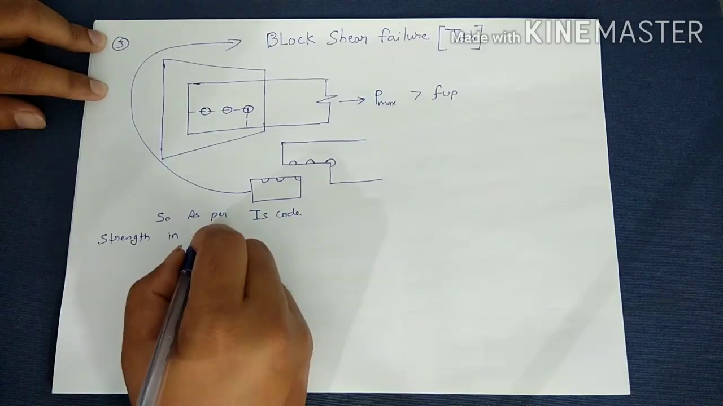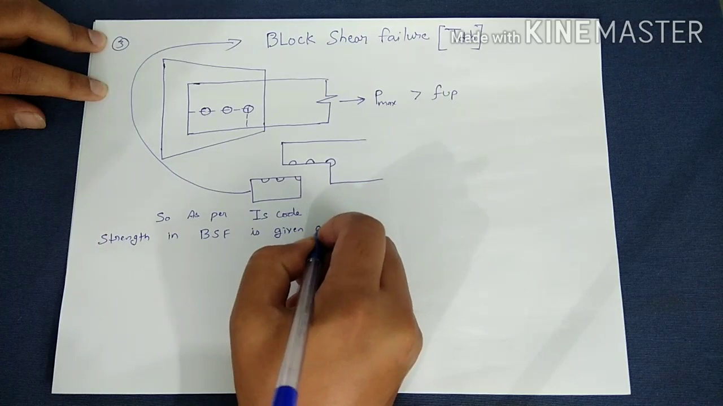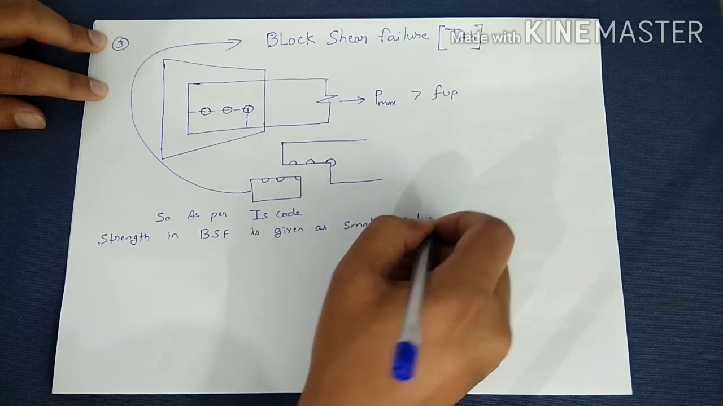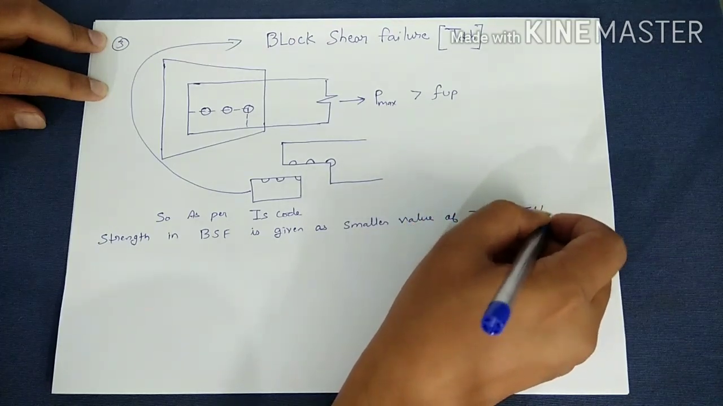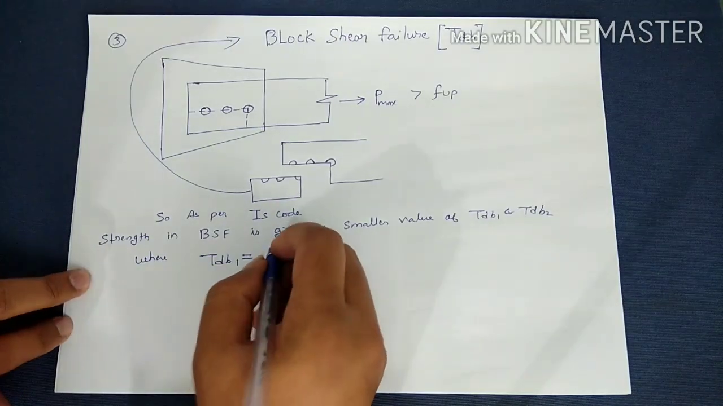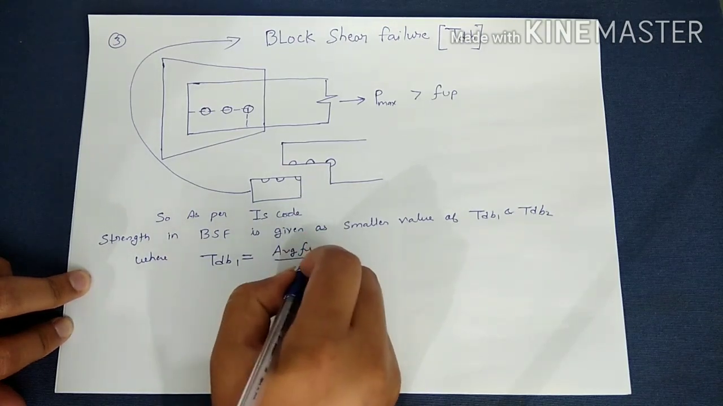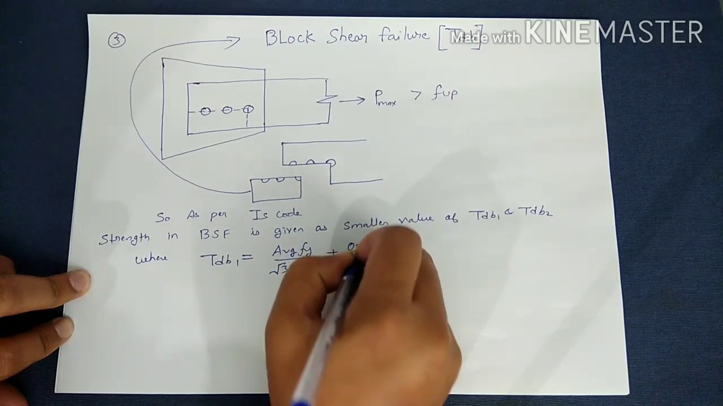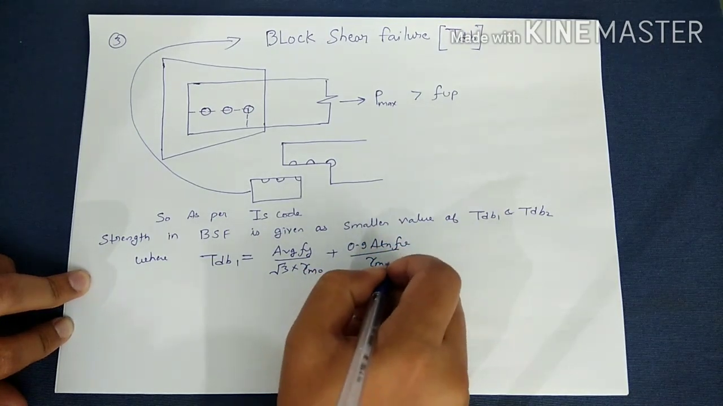strength in block shear failure is given as the smaller value of TDB1 and TDB2, where TDB1 equals AVG into Fy upon root 3 into gamma m0 plus 0.9 ATN into Fu, that is ultimate strength of the plate, upon gamma m1.